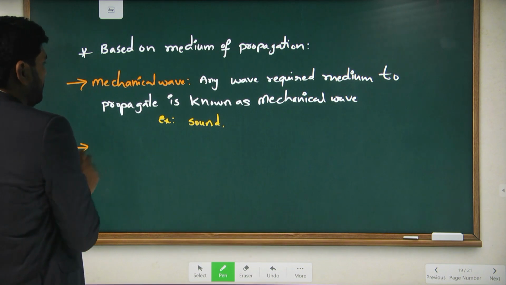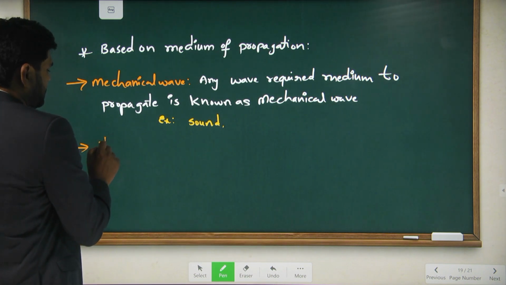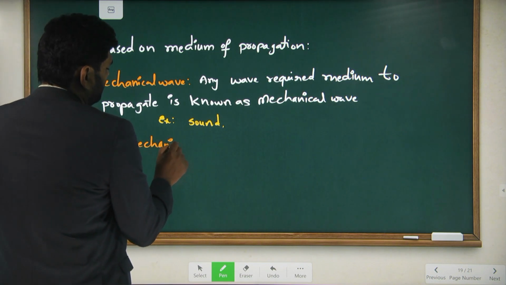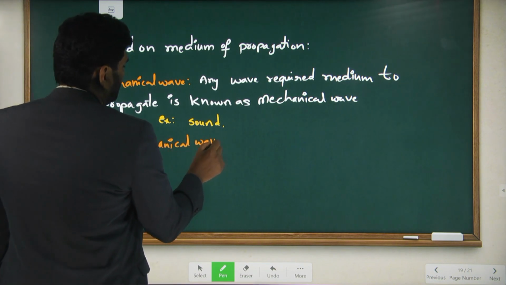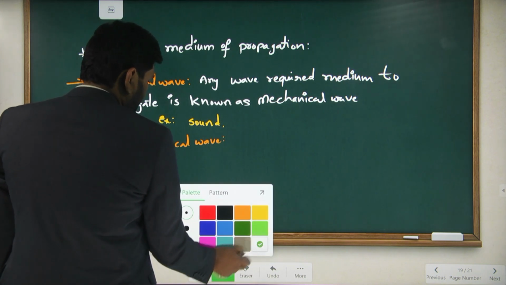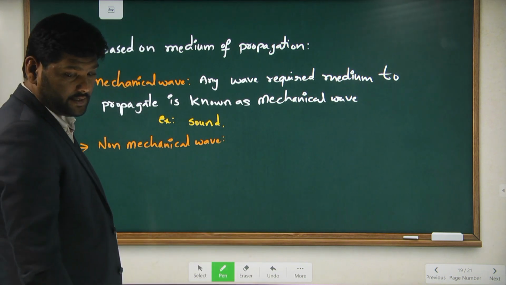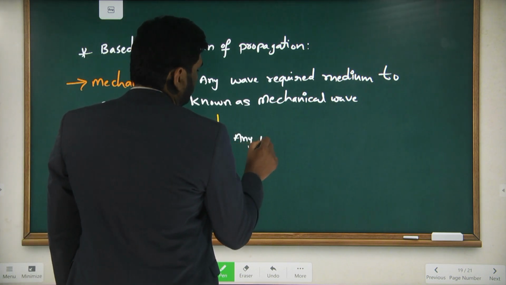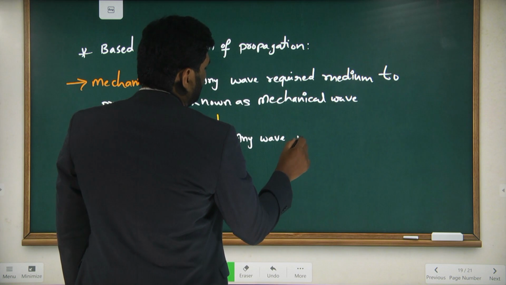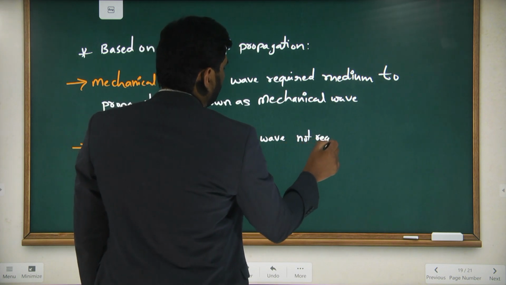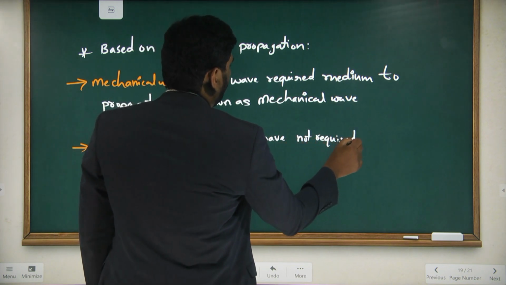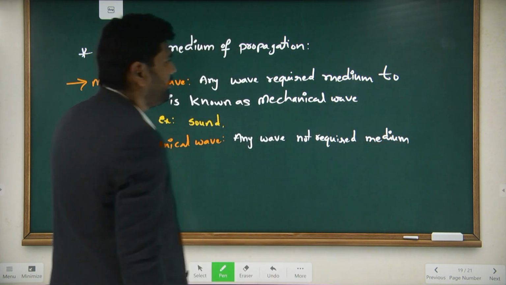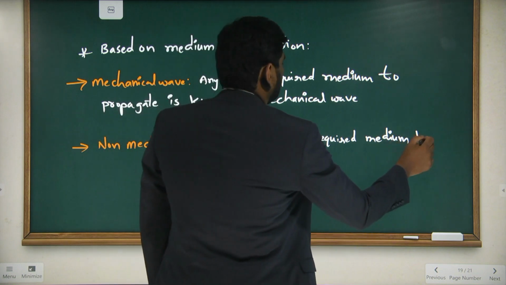And the next, the same way, give me another example. Give me one more thing. What is that one more thing? Non-mechanical wave. What is this non-mechanical wave? Any wave not required medium to propagate.